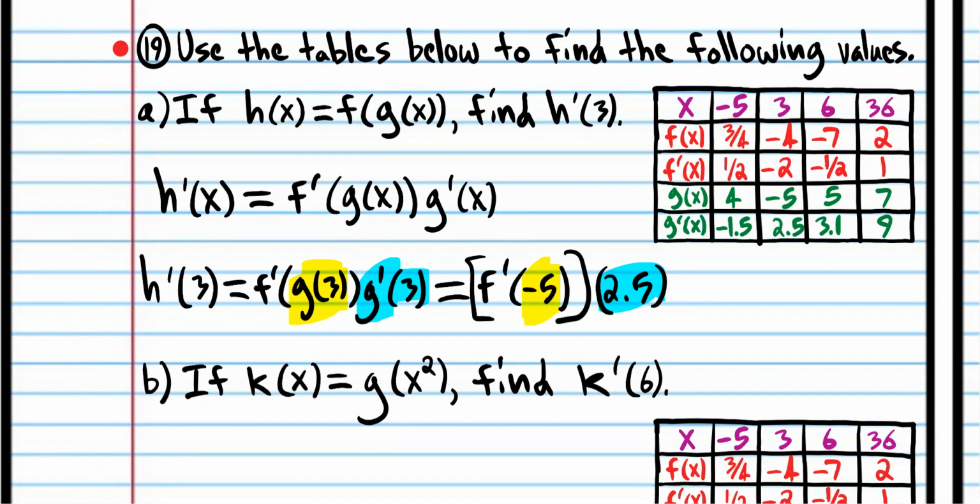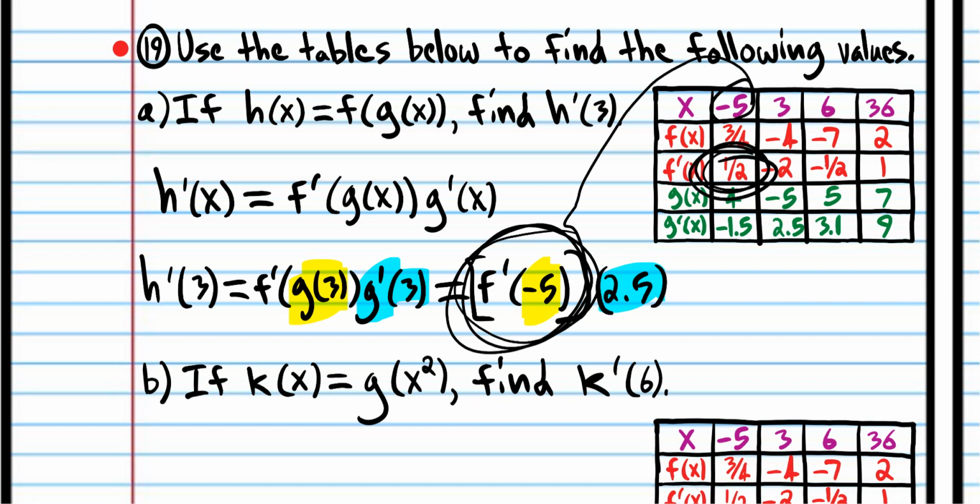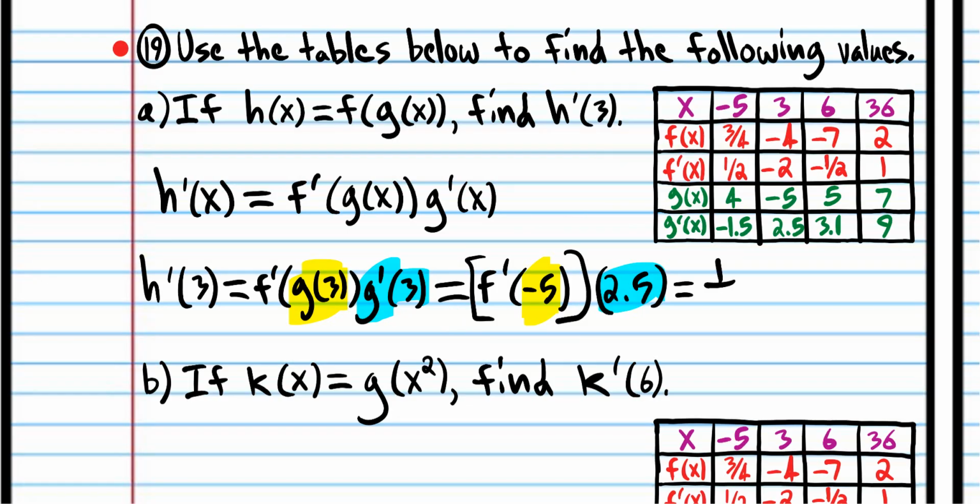Now we need to find f prime of negative 5. If x is negative 5, what is f prime? Well, obviously that is 1/2. So that's 1/2. And 1/2 times 2.5 is 1.25. So there you go. That's how this works.